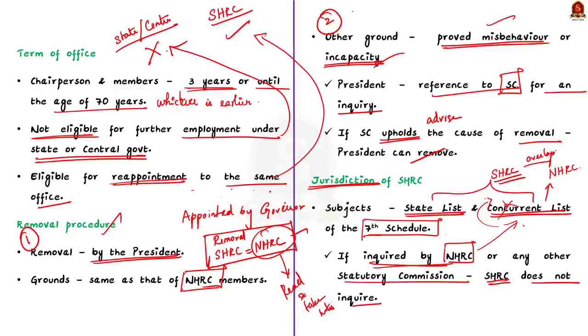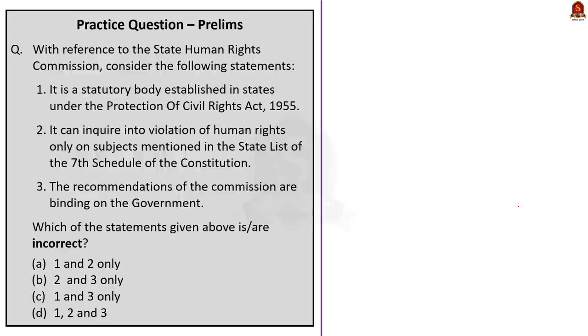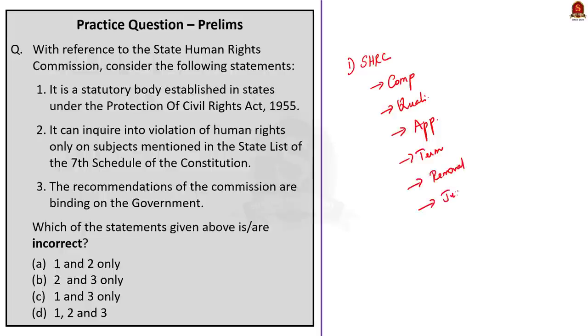And with this, we have also come to the end of this particular article discussion. In this discussion, we saw about the establishment of State Human Rights Commission, its composition, qualification of members of State Human Rights Commission, appointment, selection committee, the term of office of chairperson and members, the removal procedure, and finally, the jurisdiction of State Human Rights Commission. Now, with these points, let us move on to the next article discussion.